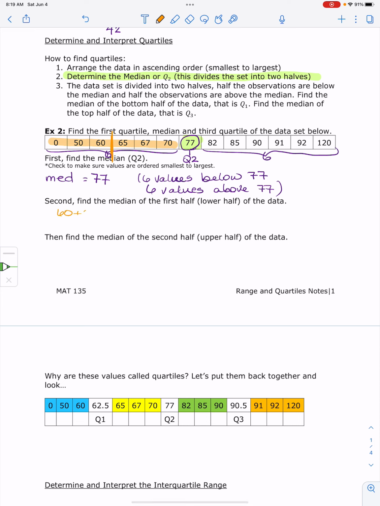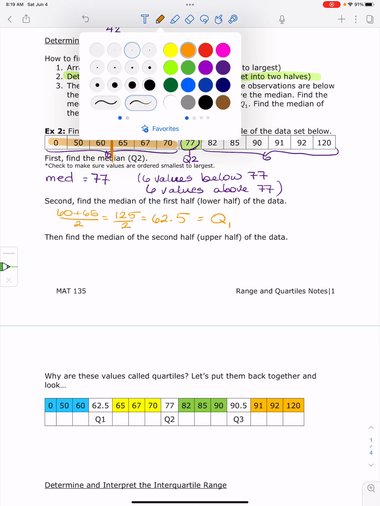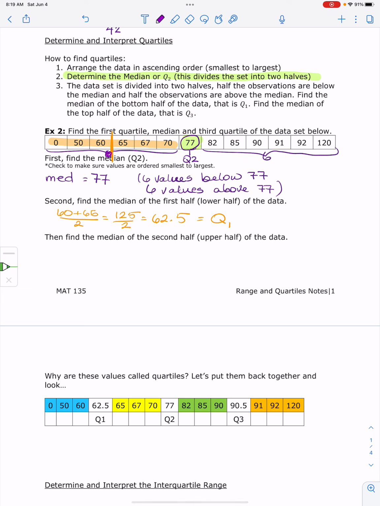So I am going to add them together and divide by 2. I get 125 divided by 2. That's 62.5. So that is my Q1. That is the value here that divides the lower three values from the upper three values in the bottom half of my data set. Okay, there's my Q1.